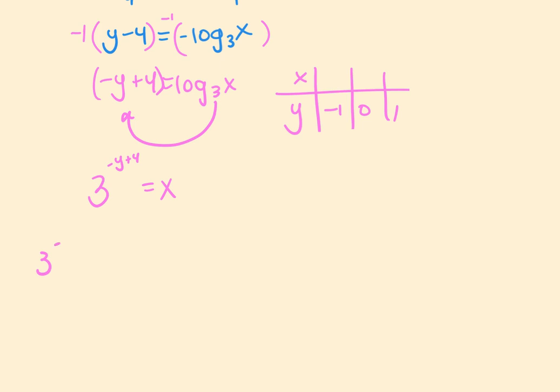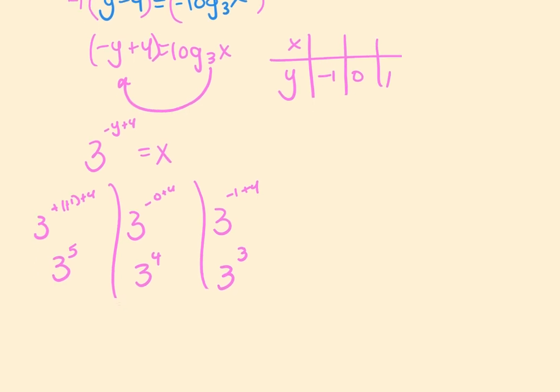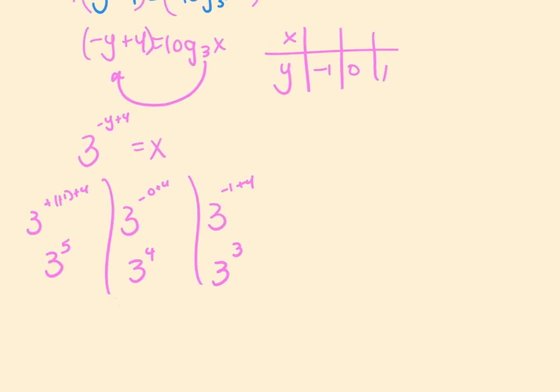3 to the negative 1 plus 4. 3 to the negative 0 plus 4. And 3 to the negative 1 plus 4. So I get this would be positive 1 plus 4, 3 to the 5th, 3 to the 4th, and 3 to the 3rd. Wait, why is there an 11 in the first one? It's negative 1, so it became 1. It's not 11. It's just, yeah. So this is 27, this is 81, this is what, 243? Yeah.